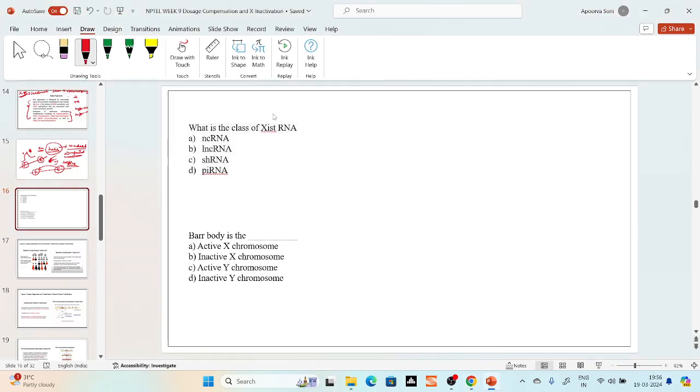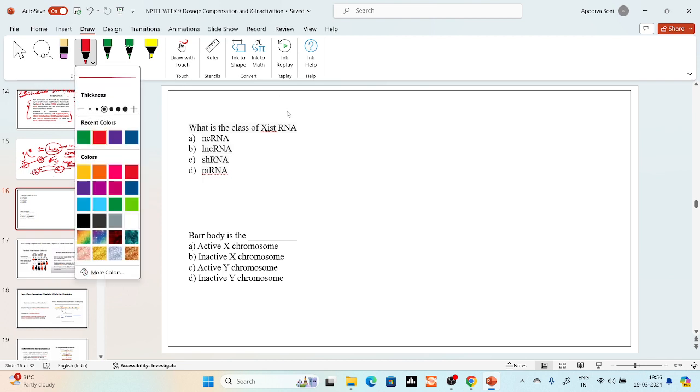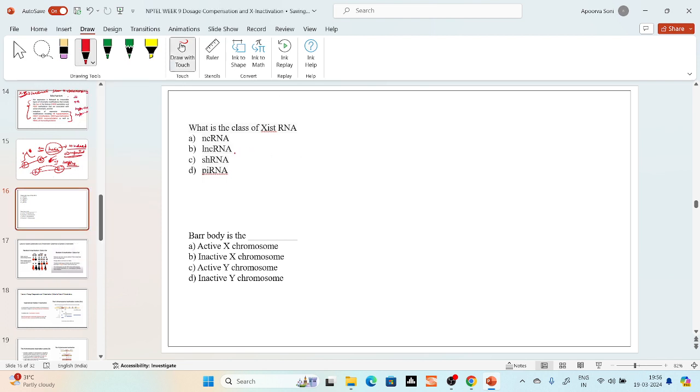So, okay. Xist is a non-coding RNA, but here see, if the options would be non-coding RNA, shRNA, and piRNA, then obviously we will choose the non-coding RNA option. But here, apart from non-coding RNA, lncRNA is also given. And we know that Xist is specifically a long non-coding RNA. So this is a more specific description of Xist. So the answer would be B.